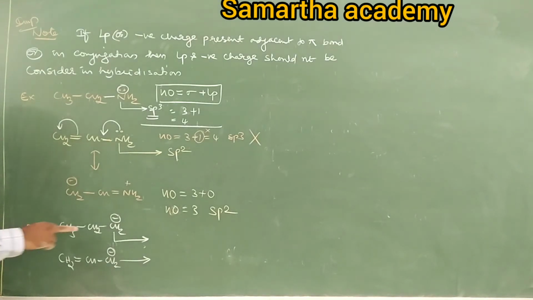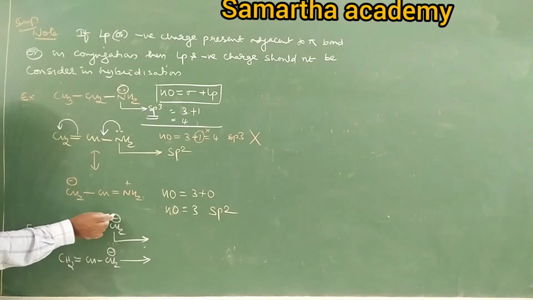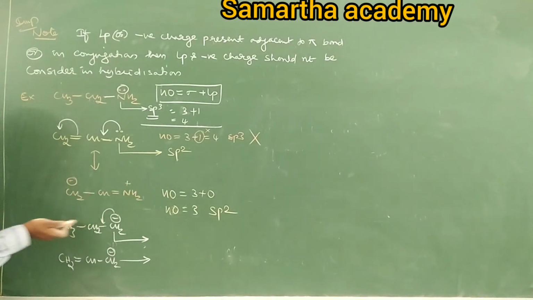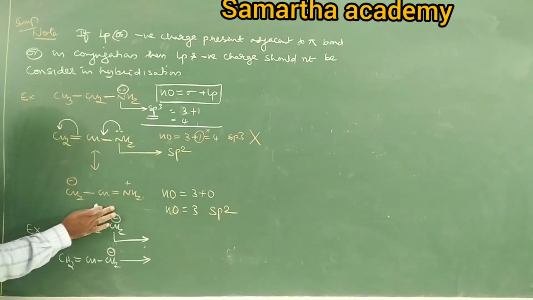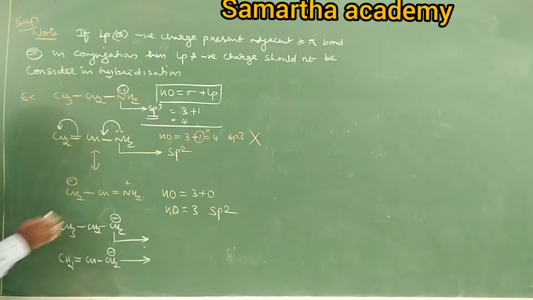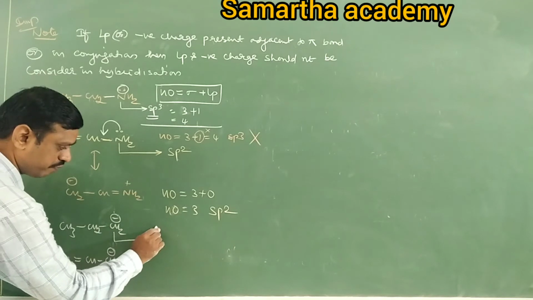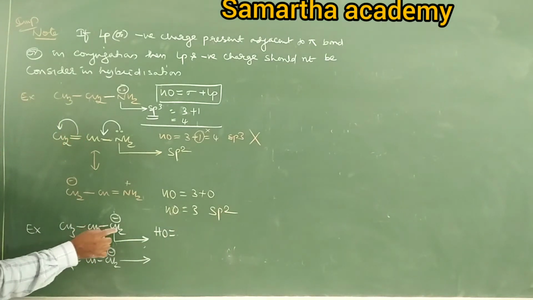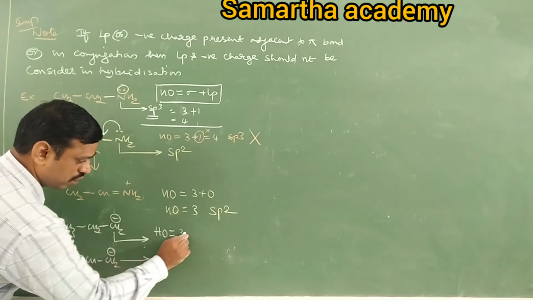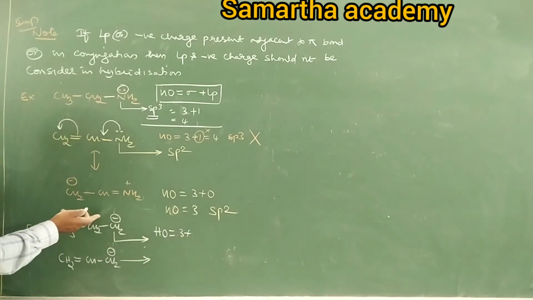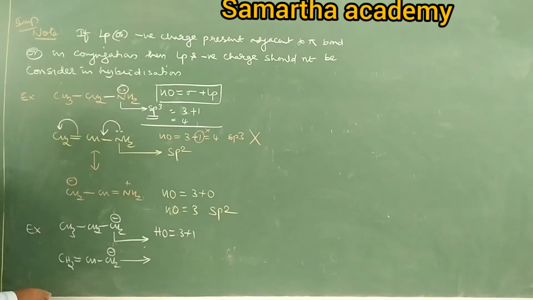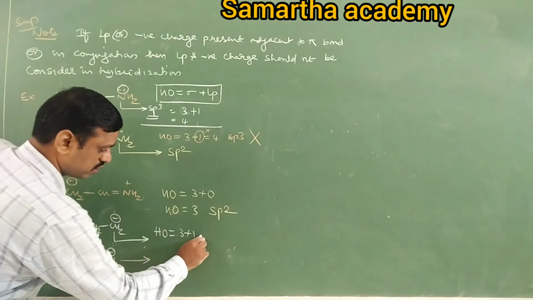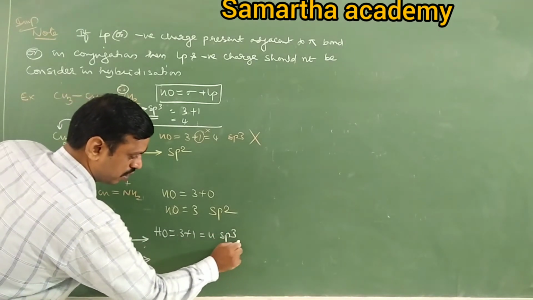Is there resonance in the first molecule? Suppose this electron shifts here, is there any resonance? No resonance, meaning there is no delocalization. If there is no delocalization, you can apply the same formula. Hybrid orbital equals how many sigma bonds? 1 plus 2, 3 sigma bonds, plus one lone pair. This negative charge is 1 lone pair. So 4, which means sp3. Correct?